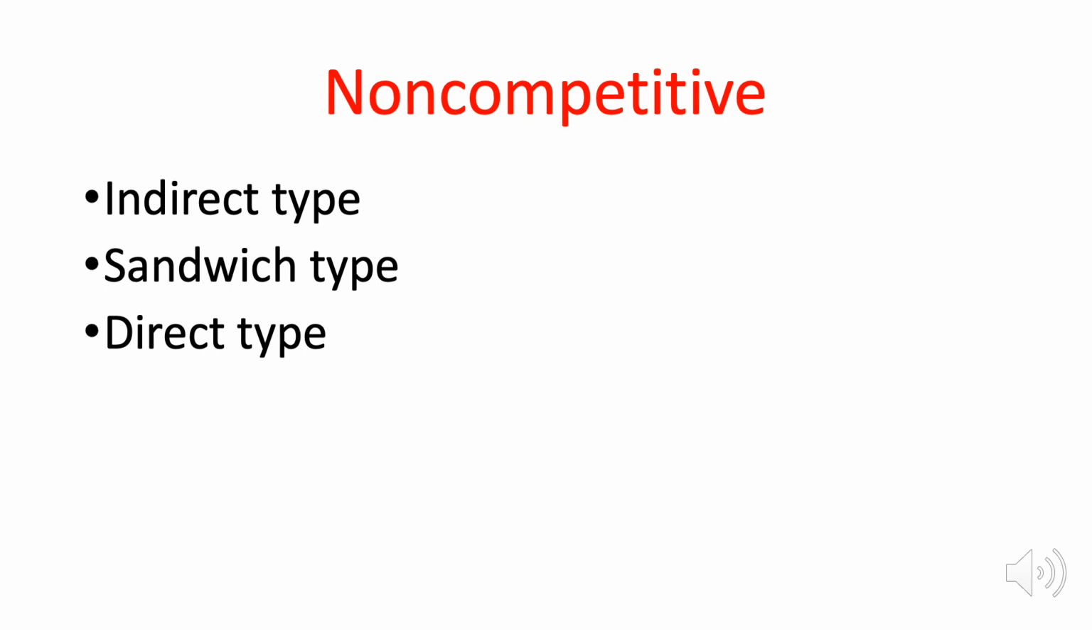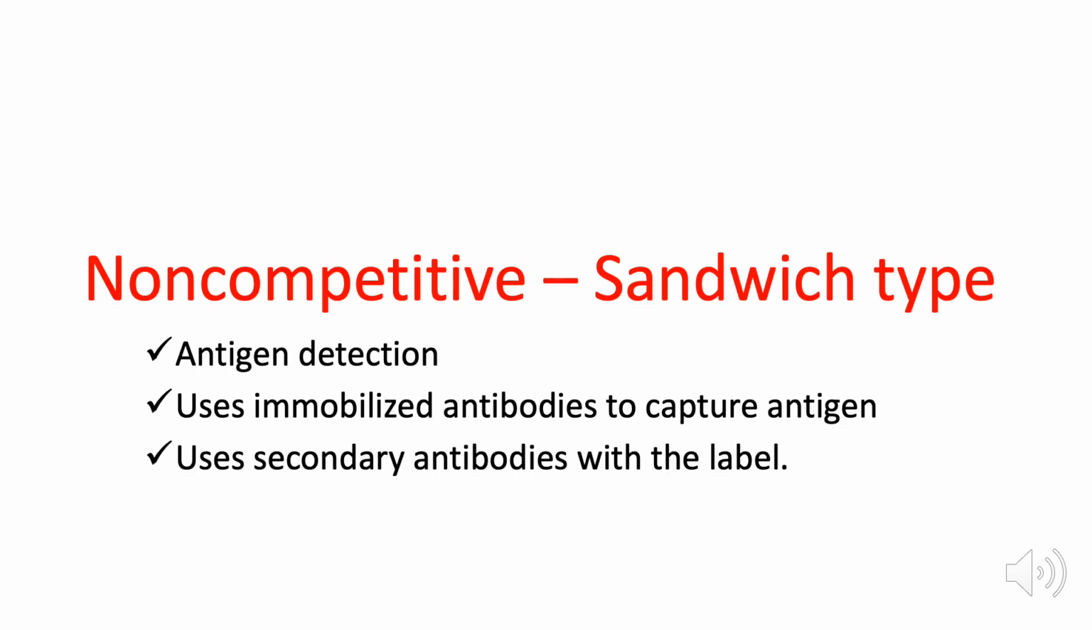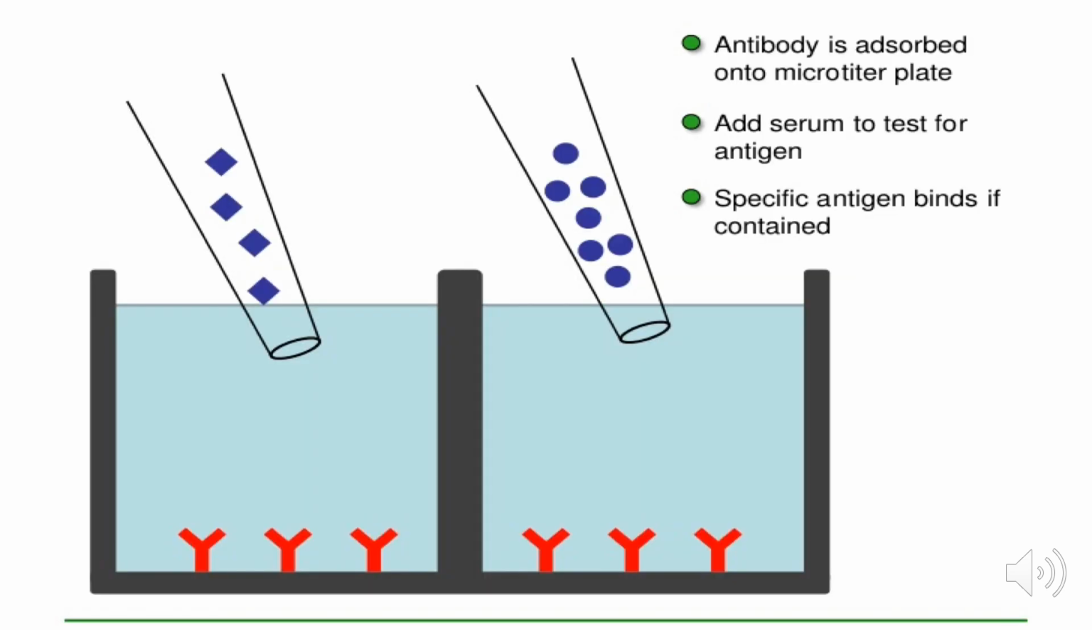When you say non-competitive sandwich type, these tests are designed to detect the presence of antigen in the sample of the patient. So if you want to determine the presence of antigen in the sample of the patient, your setup should have immobilized antibodies. For you to understand non-competitive sandwich type, I want you to take a look at these two wells.